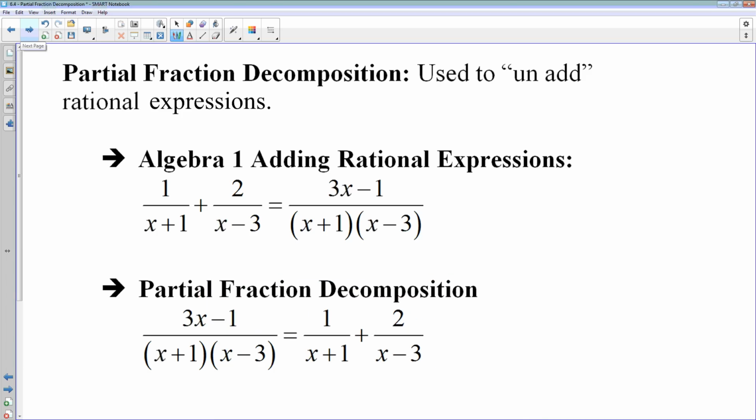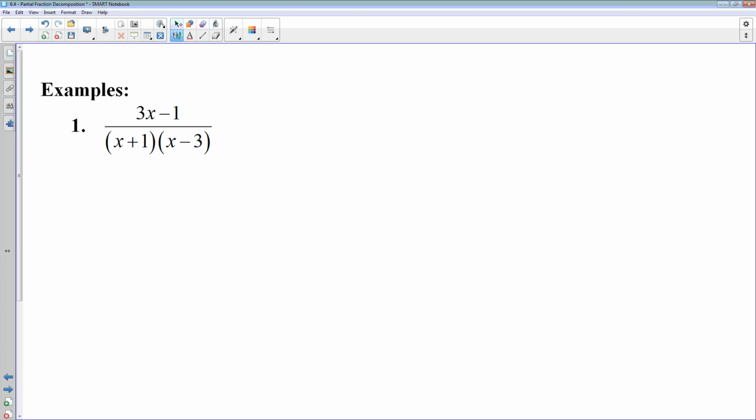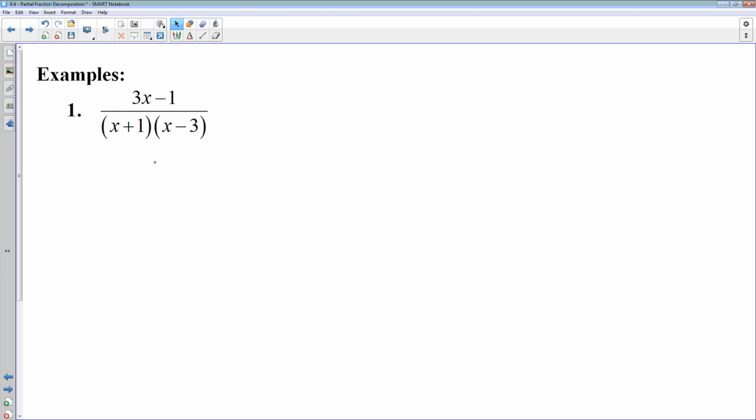So let's try an example or 3. Okay, first one. This is actually the one we just did, the one that was on that last page. If my final answer is 3x minus 1 over x plus 1 times x minus 3, then I know that I started with something over x plus 1 plus something over x minus 3. Those are the two fractions I started with, and it's based on whatever the denominator is. The factors in the denominator tell us to split it into something over x plus 1 and something over x minus 3. What I don't know is what's in the numerator.